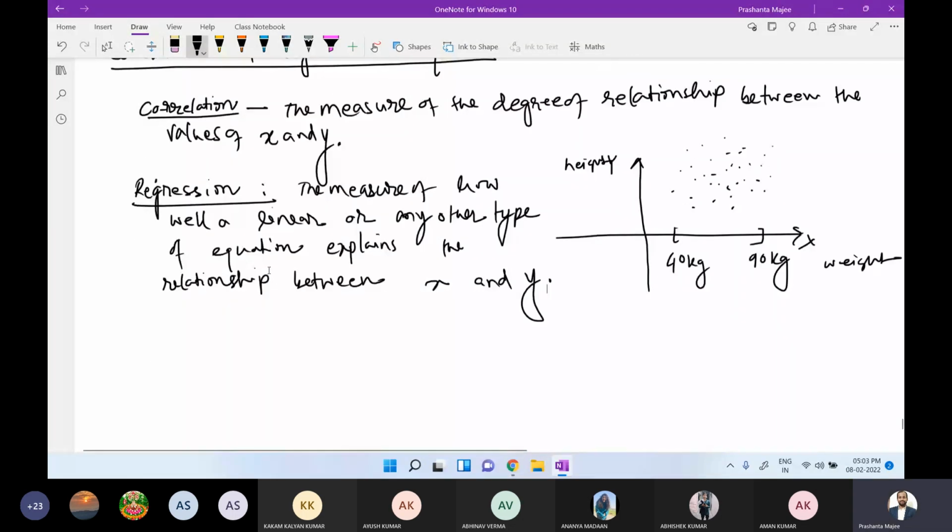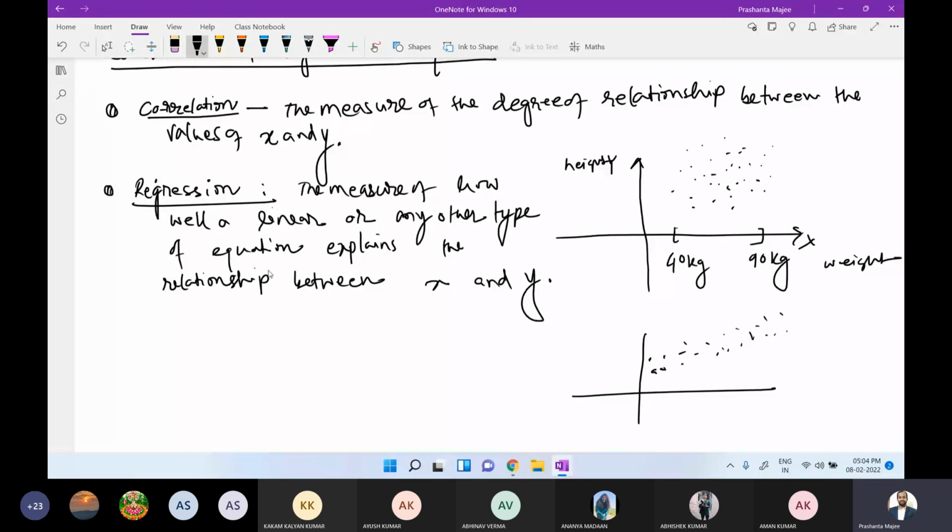Now, do you recall what was curve fitting? Curve fitting and this regression are somewhat related. In curve fitting, suppose you have two-dimensional data points. So these are the two-dimensional data points. And what was the problem in curve fitting? You have to find a curve which will be representing these data points in the most suitable way. Is it not?